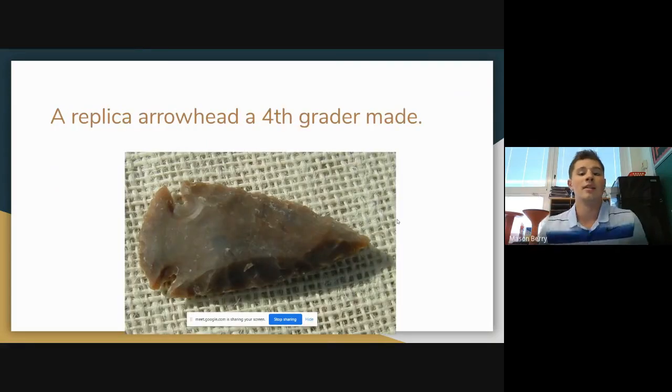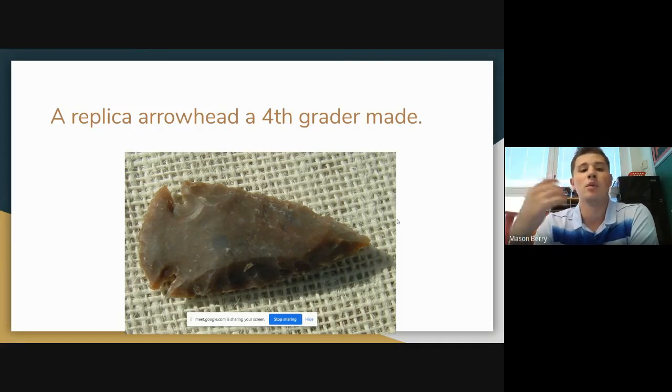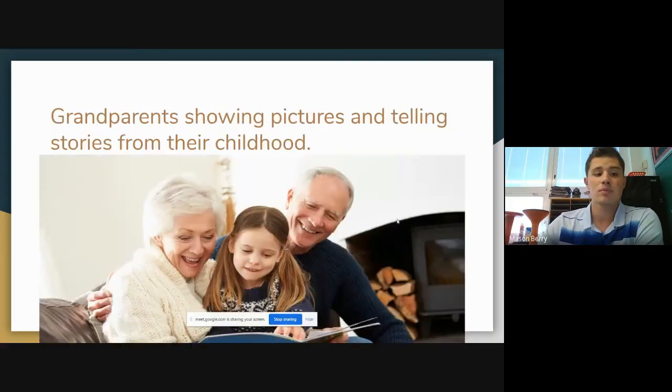All right, again, something I gave you an answer to. Let's see if you were paying attention. A replica arrowhead that a fourth grader made, right? So if a fourth grader took a piece of rock and made this arrowhead, would that be a primary or secondary source? Tell me at the bottom. This is a secondary source because once again, it was not used by people in the past to actually hunt. It was just a replica of something that was.